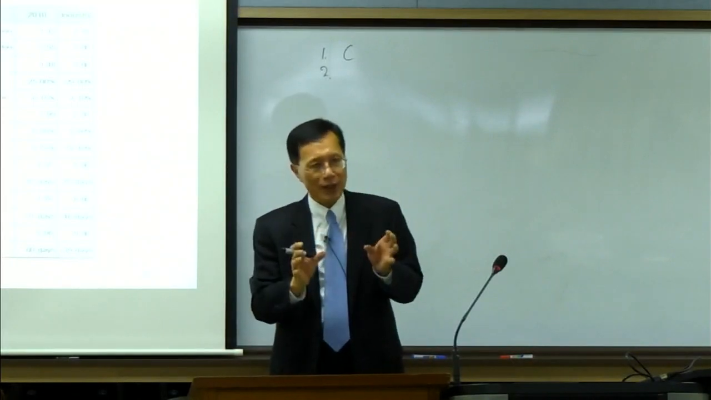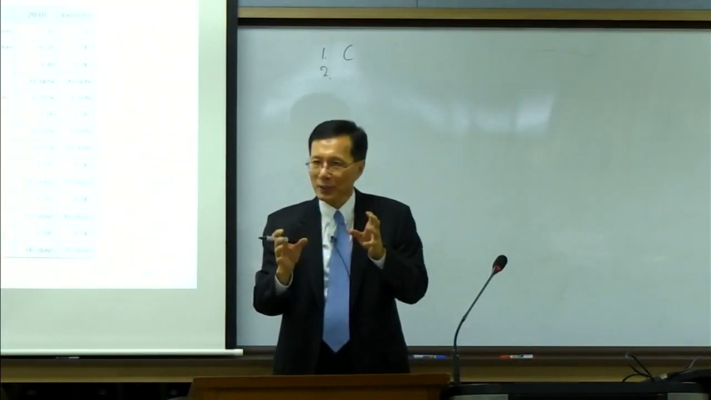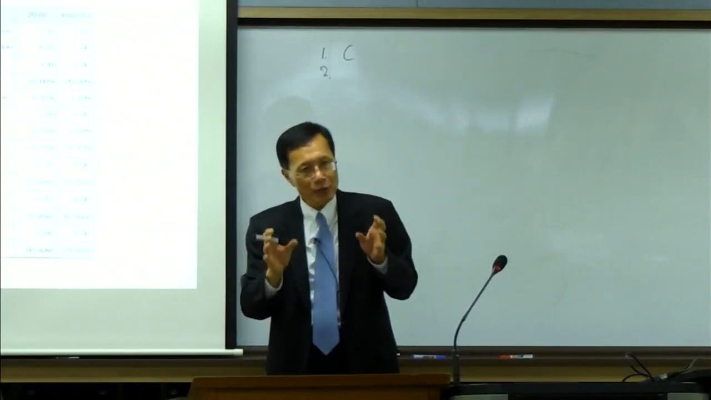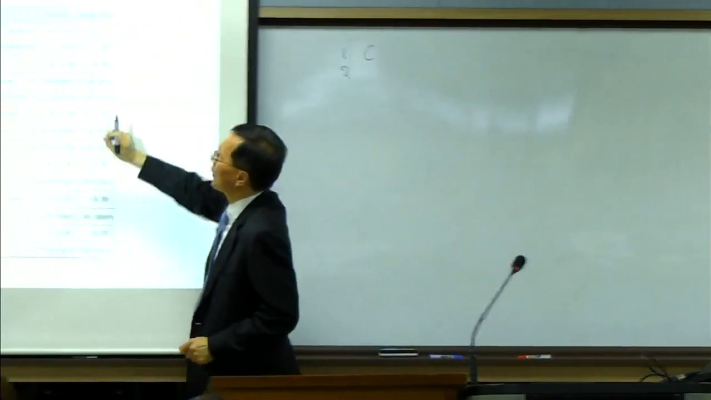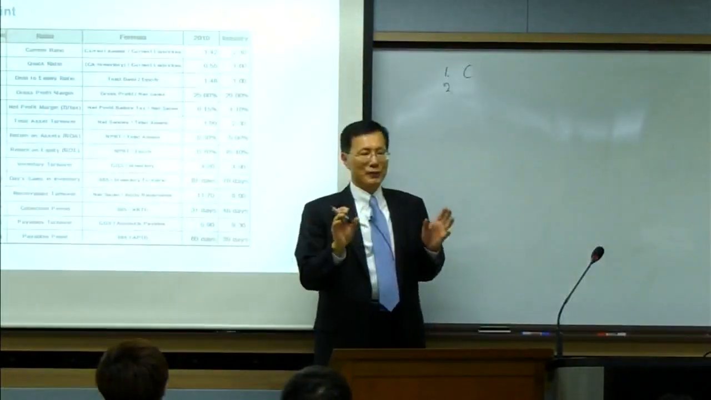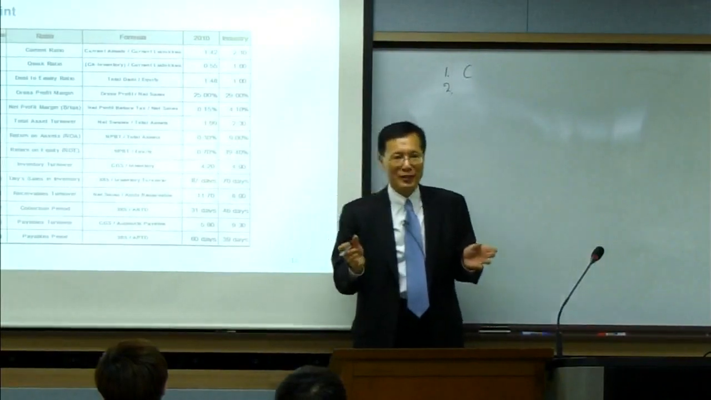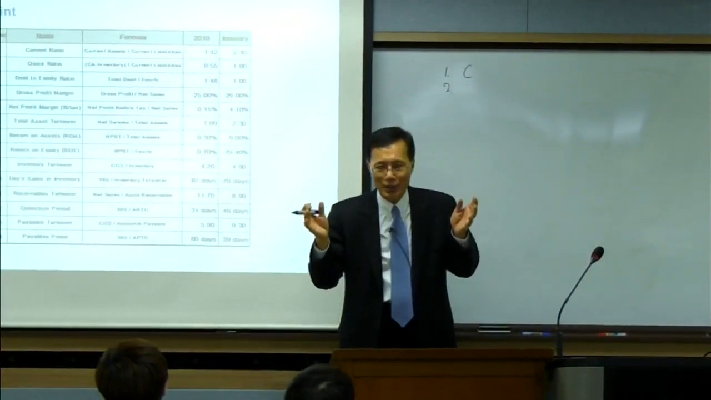And how many quick assets, those that can be converted into cash quickly, do you have for each dollar of current liabilities? And the company has 55 cents for each dollar of debt. And industry average is $1. So how good is this ratio?